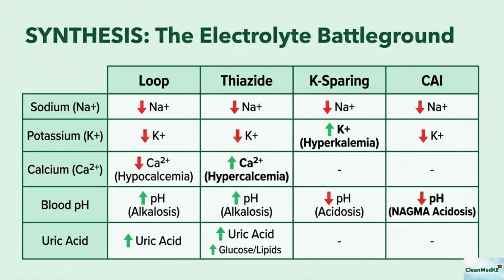Let's look at the electrolyte battleground. Loops and thiazides both lose sodium and potassium, leading to alkalosis. However, loops lose calcium, hypocalcemia, while thiazides save calcium, hypercalcemia. K-sparing diuretics are the only ones that cause hyperkalemia and acidosis. Also, remember that loops and thiazides can increase uric acid levels, potentially triggering gout.